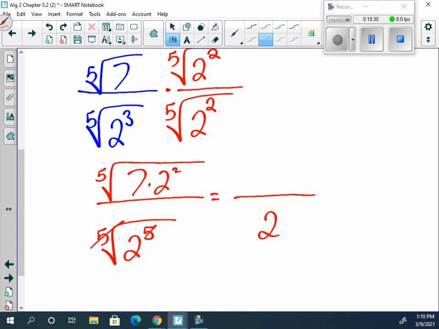Okay, the numerator. So we have 7 and 2 squared inside this radical, yes? Can we factor 7? No, it's prime, yes? So 1 and 7, that's as far as it goes. So there's no way that I can take the 5th root of 2 squared or the 5th root of 7 or any combination of these two numbers. That's as simplified as it gets, yes? So let's just multiply them together. Because 2 squared is what? 7 times 4 is?